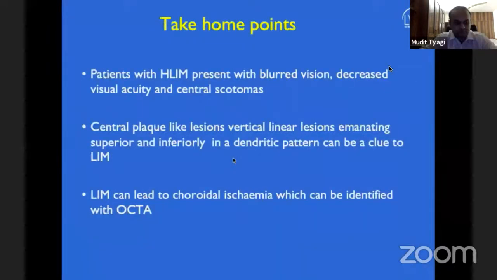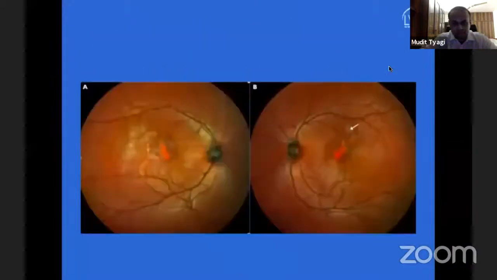So the important point to remember is that not all choroidal lesions may be uveitis. And when you see a patient with a lesion like this, with a central placoid lesion but with these emanating dendritic margins, it is important to keep a differential of a laser-induced maculopathy.